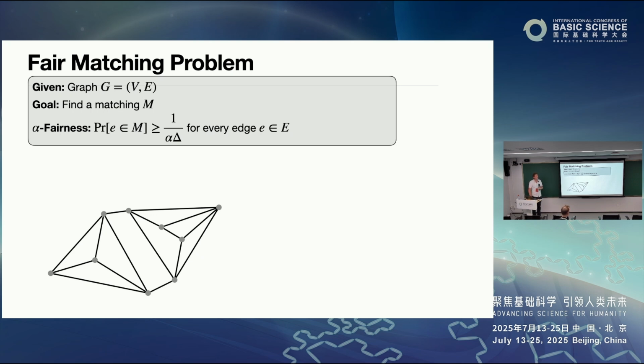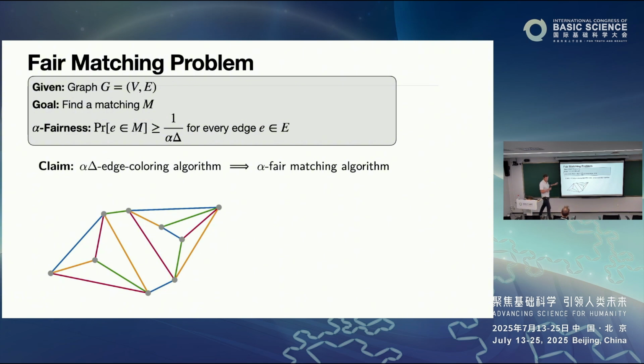All right, I claim that this is very related to edge coloring. First, there's an easy direction. If I have an alpha delta edge coloring algorithm, that implies an alpha-fair matching algorithm. Do you see that? You're nodding, so why is this true? Or does anyone see this? If we can delta edge color the graph, forgetting about alpha, I can output a random matching so that every edge is in it with probability 1 over delta. Yes, every color defines a matching. If I have an alpha delta edge coloring, just pick a random color and output that matching.